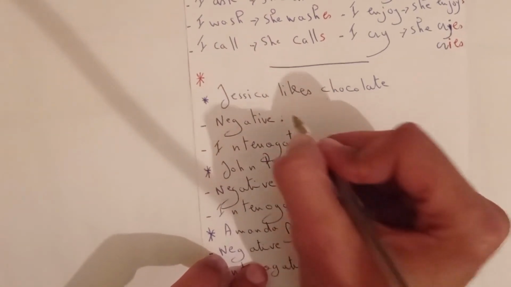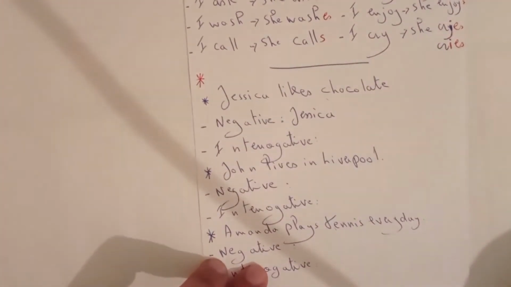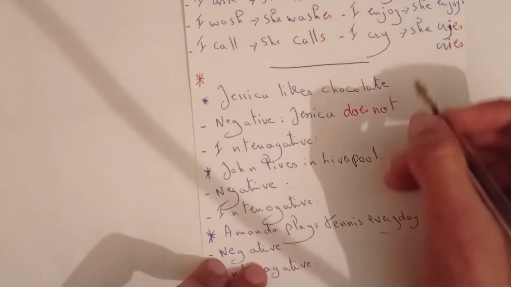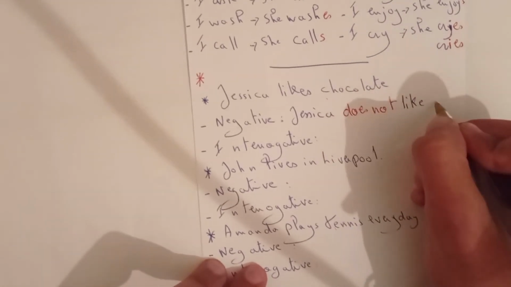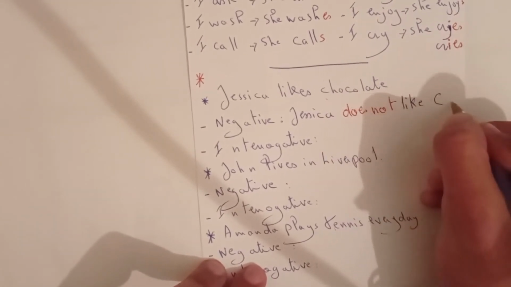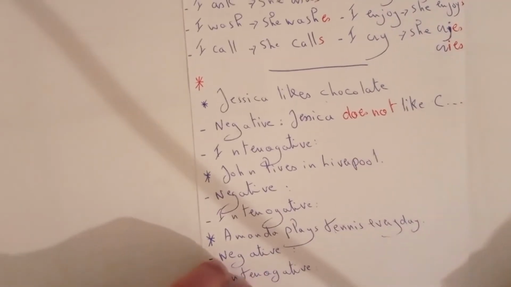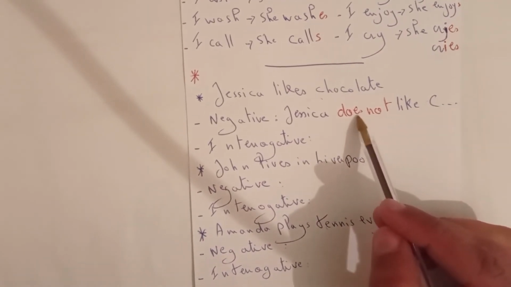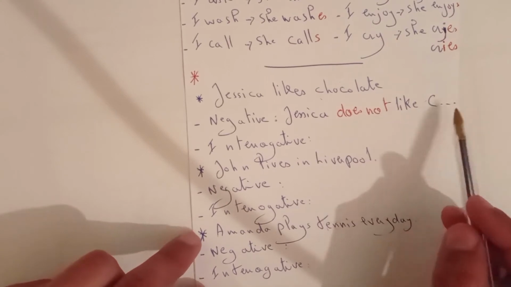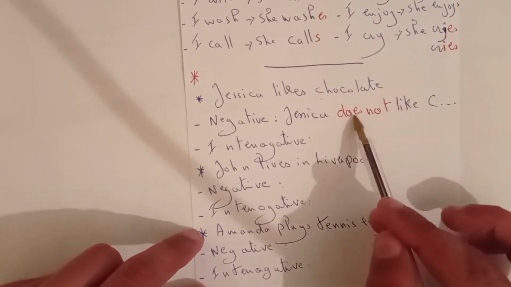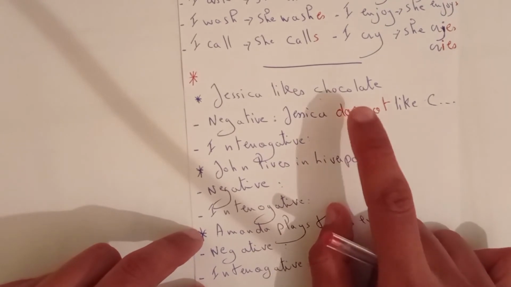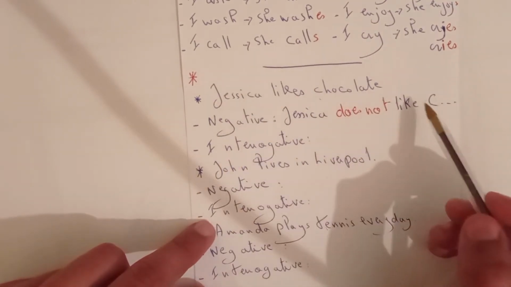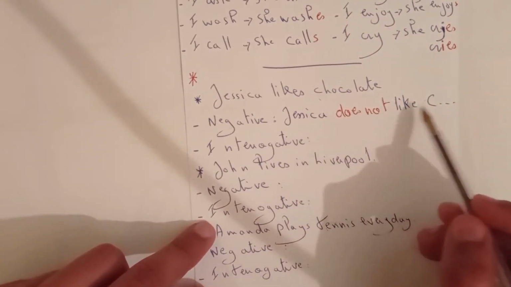What do we say? Jessica does not like chocolate. Does not like chocolate. Look, does is conjugated, like is not conjugated. Okay, Jessica does not like chocolate. Why? Because we don't conjugate 2 verbs. We conjugate only 1 verb. Second one is in the infinitive. It means we have no s here. Jessica does not like chocolate.